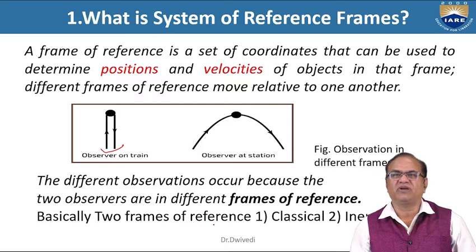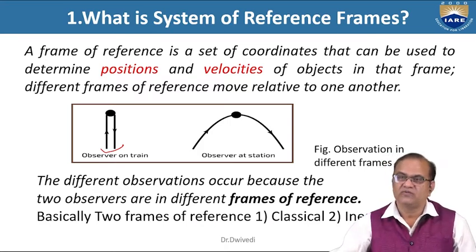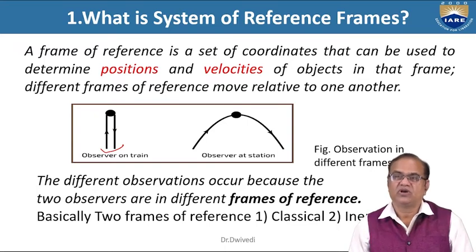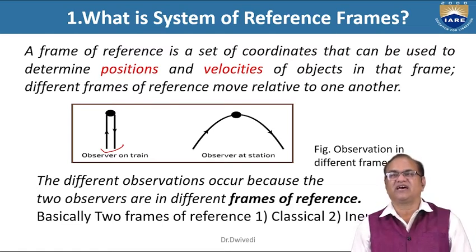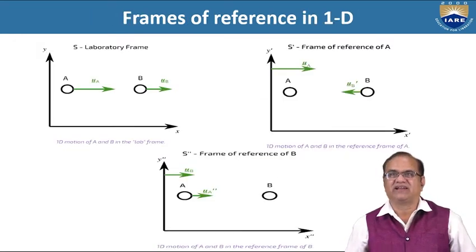Basically, we have two frames of reference. One is classical and another is inertial. We know that Newton's laws are only applicable for the inertial frame of reference. So all the derivations which we make with the help of mechanics or fluid dynamics or in aircraft stability and control are derived with the help of Newton's laws, and these laws are applicable only for the inertial frame of reference. So we should be very careful about applying these equations to aircraft.